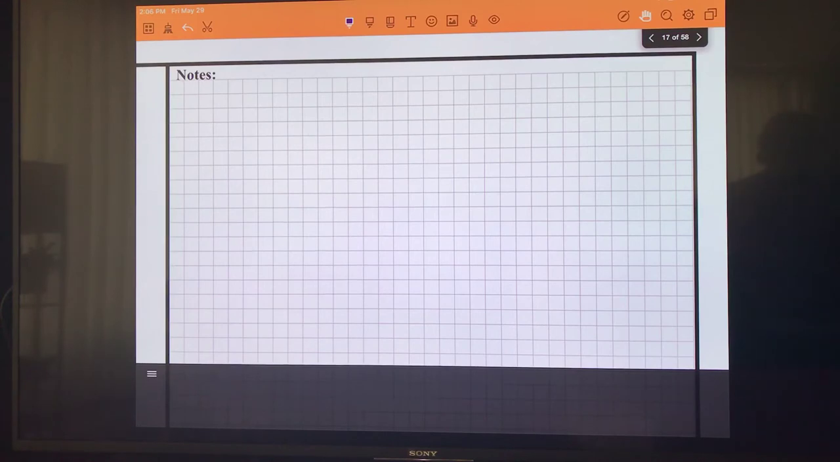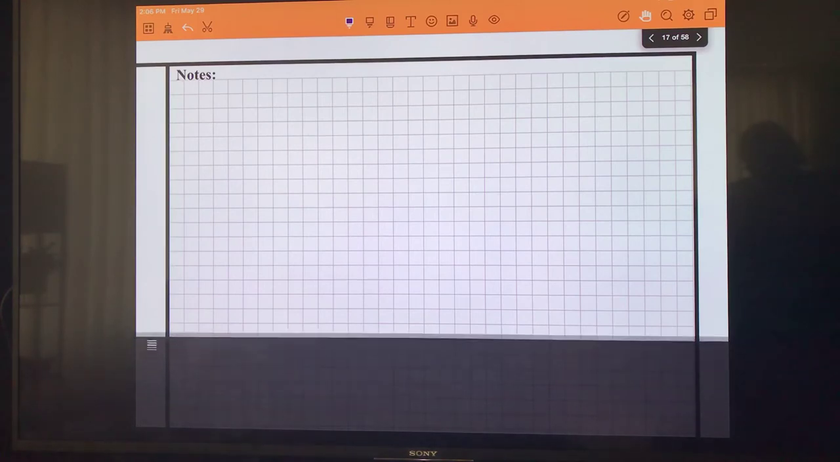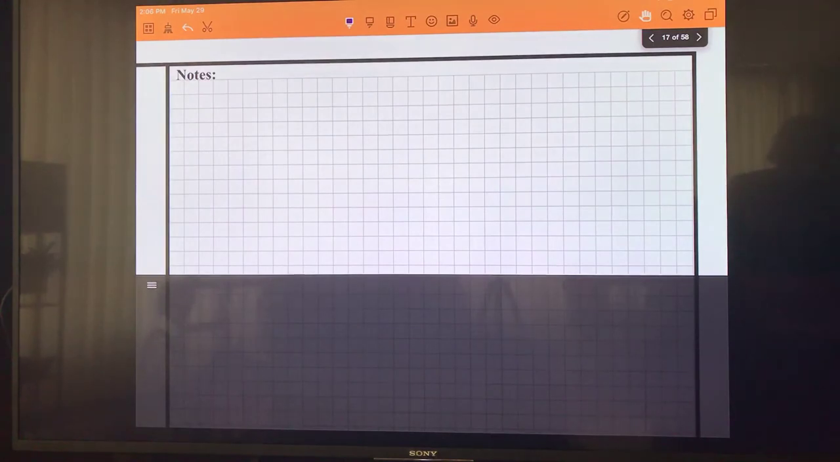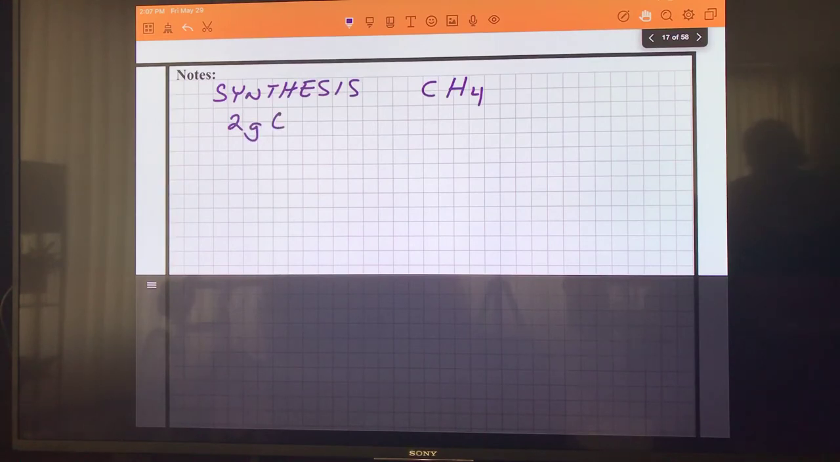Let's get going with solving this full thermochemistry calorimetry problem. What we're going to do is start with a synthesis reaction. We're going to synthesize methane gas, CH4. To do that, we are going to put together 2 grams of carbon and just 1 gram of hydrogen.